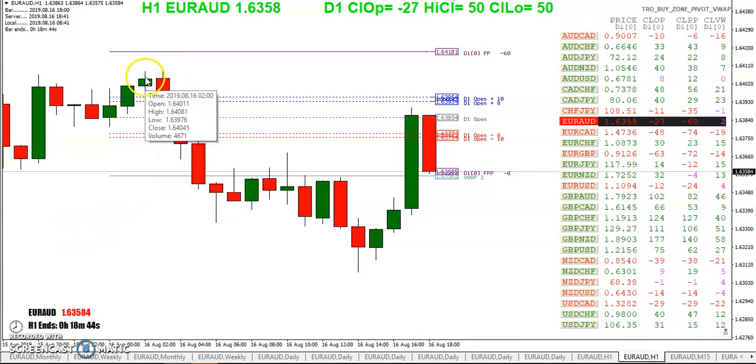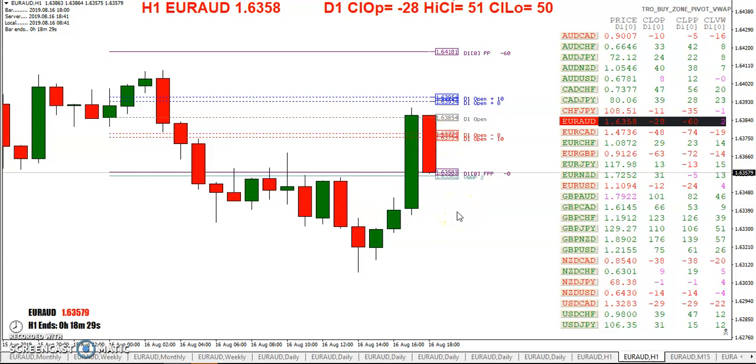Then price broke short, lower open, and then the rest is pretty much history. Back to the daily open, and then down once again right through the short zone here. So remember, I picked the Euro Aussie short trades. It's not that I have a crystal ball, because it has been very profitable, very nice trading.